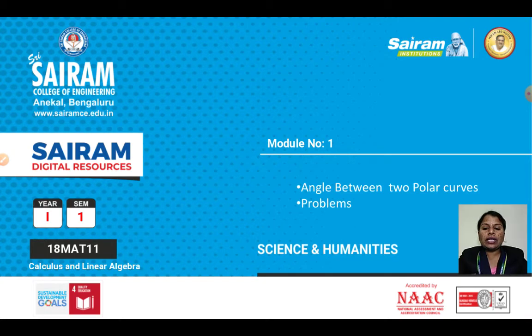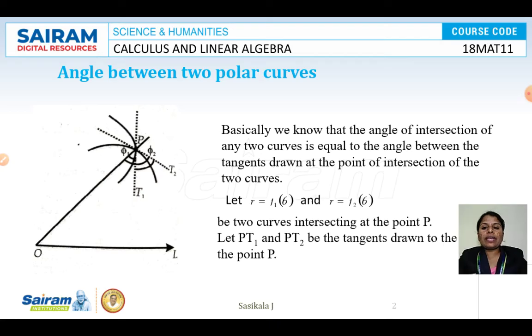So what is that? The name itself has a meaning. You can consider two polar curves, and you are going to find the angle between these two polar curves. From the graph, I can consider the pole O, and from the pole you can consider some point P. You can join it from the initial line OL, so you will get OLP.